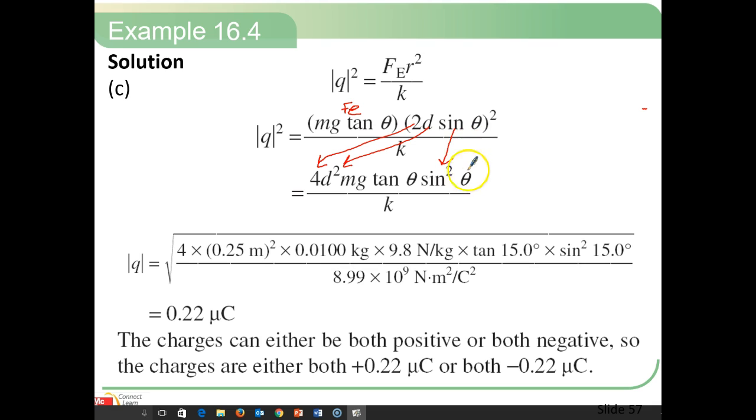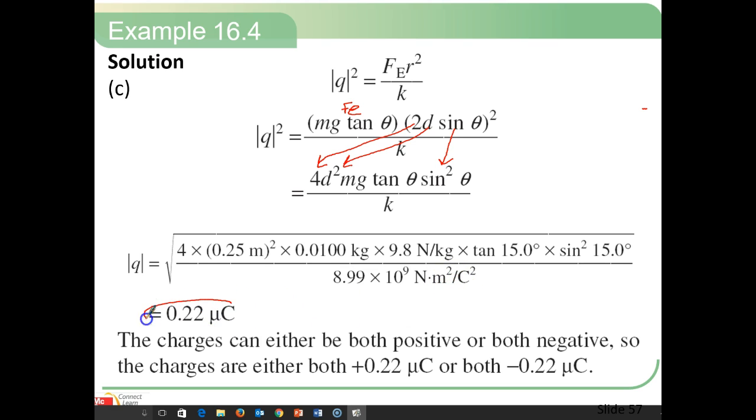We take a look here. It looks like, yeah, so we've got sine squared of the angle. And that's all divided by k. So now we're going to go ahead and plug everything in, take the square root since this is q squared. So 4 times 0.25 meters squared was our distance. Remember, it was 0.25 meters times 0.01 kilograms, so that was the mass of the ball, times 9.8, which is the value for gravity, times tangent of 15 degrees times sine squared of 15 degrees. And all divided by 9 times 10 to the 9th.